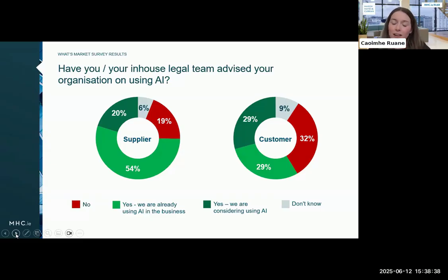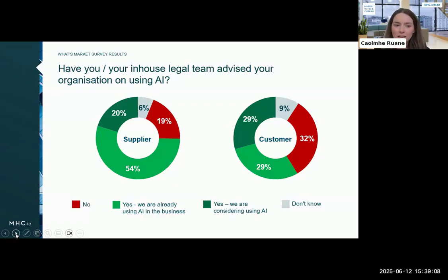For example, if you look on the left-hand side of the slide, which is dealing with the suppliers, we can see that 54% of respondents have now at least advised on the use of AI or are already using it within their organizations. This compares to a much lower figure on the supplier side last year, when this figure was only 31%. Additionally, only 19% of supplier respondents said no, they've not advised on using AI, whereas this figure last year was much bigger at 37%.